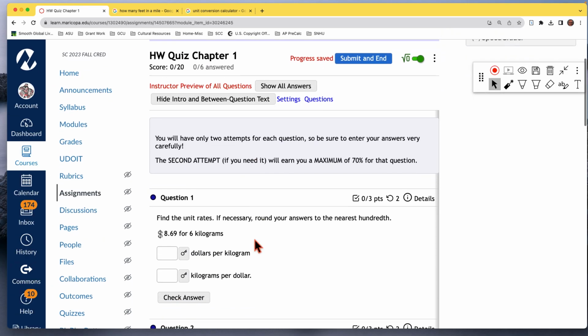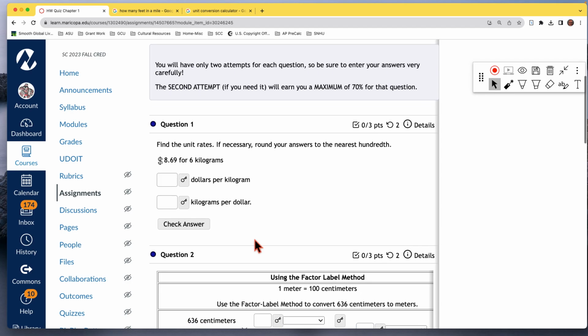There we go. Okay, find the unit rates. Okay, oh yeah, so see, we had to come here. What's a unit rate? Well, we'll work through this together and we'll see what a unit rate is. So find the unit rates. If necessary, round your answers to the nearest hundredth. Okay.